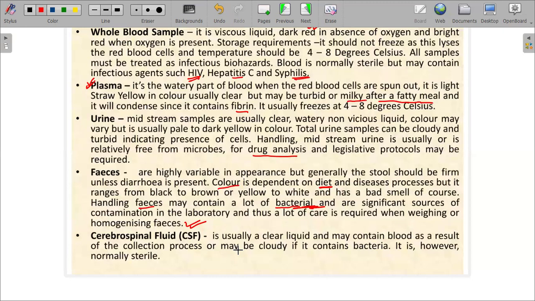So it is usually a clear liquid and may contain blood as a result of the collection process. As you can see, we said it is collected through the lumbar puncture, which, as I had also indicated to the class, requires specialized equipment, and the third and fourth vertebral column is where it can be collected. It may be cloudy if it contains bacteria. It is, however, normally sterile, as to say that it does not allow bacteria to survive within it. Hence, we are saying it is normally sterile. So that is about the cerebrospinal fluid.